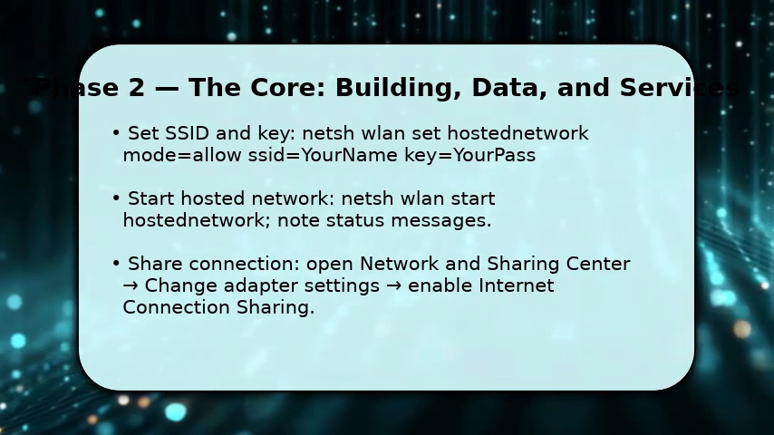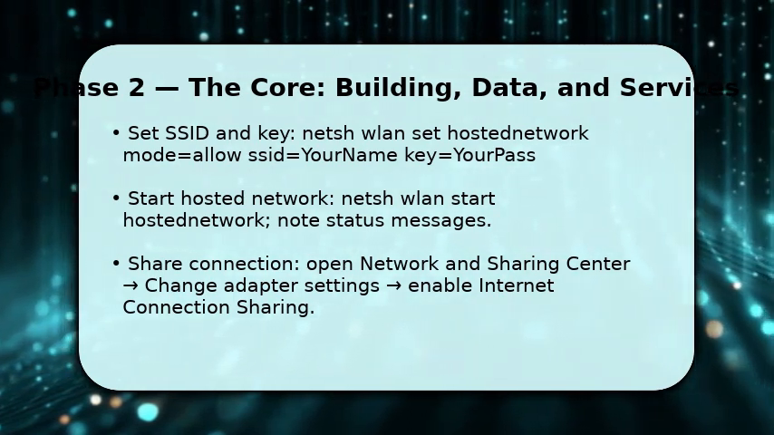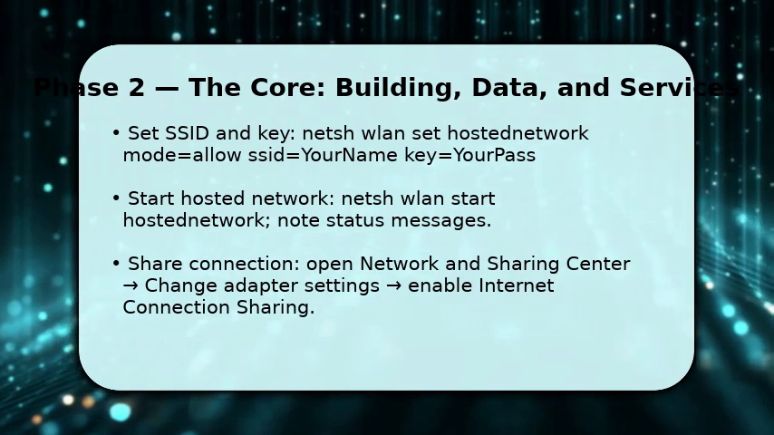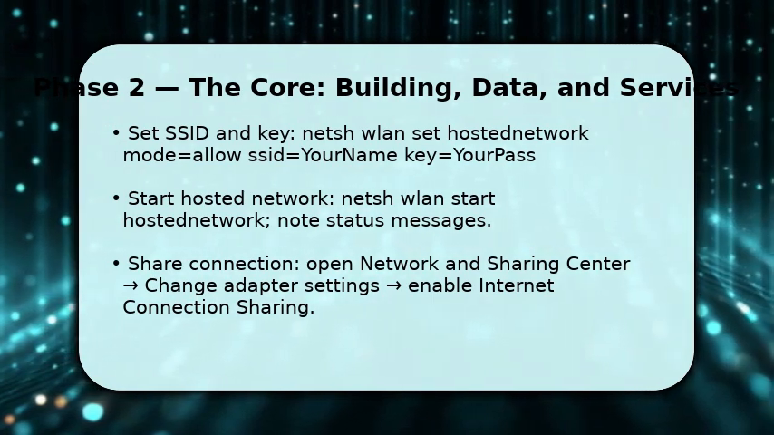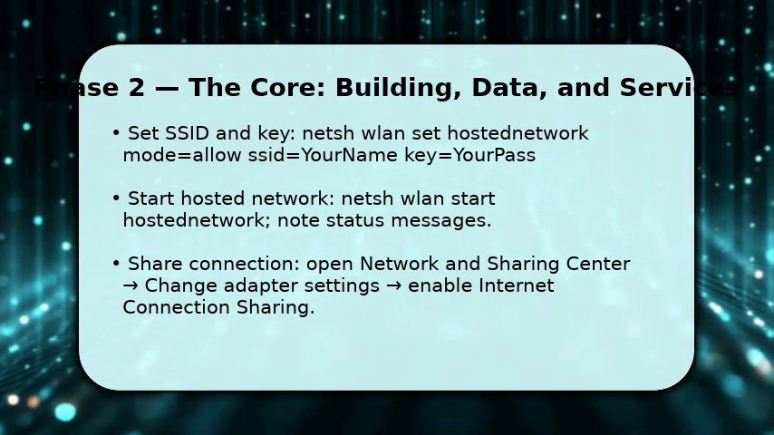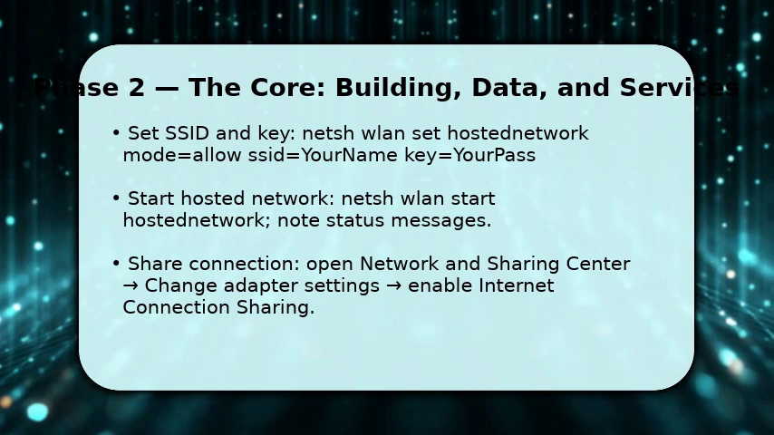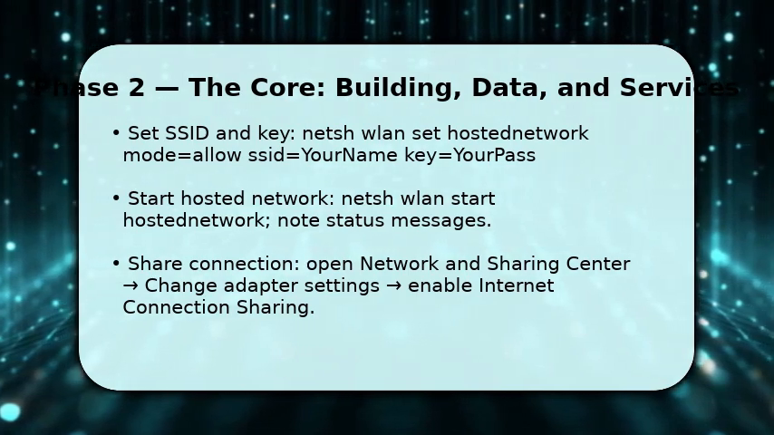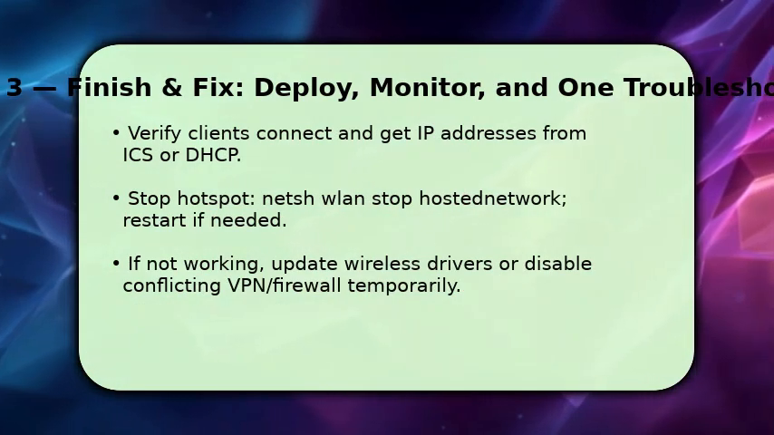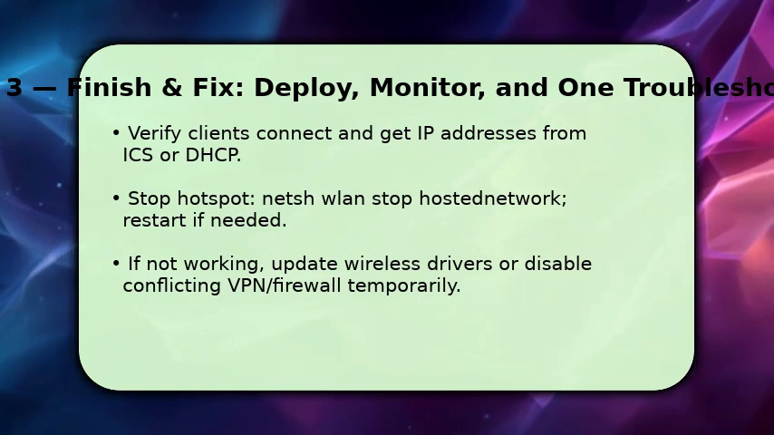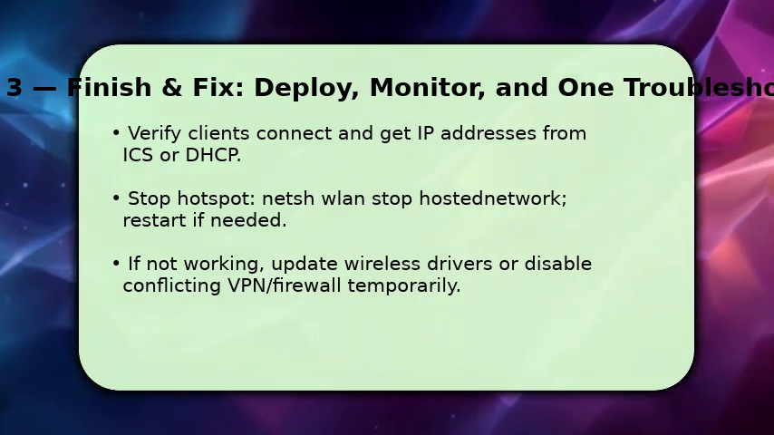Then go to Network and Sharing Center, open Change Adapter Settings, and enable Internet Connection Sharing on the adapter that has Internet access, so your hosted network actually provides connectivity to connected devices. Finish by verifying connected devices show up and receive an IP address. This confirms sharing is working.